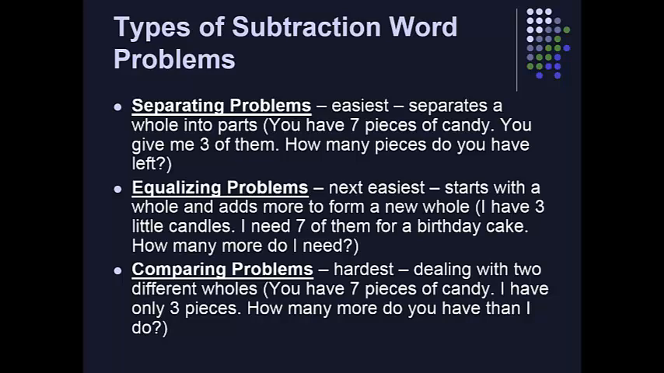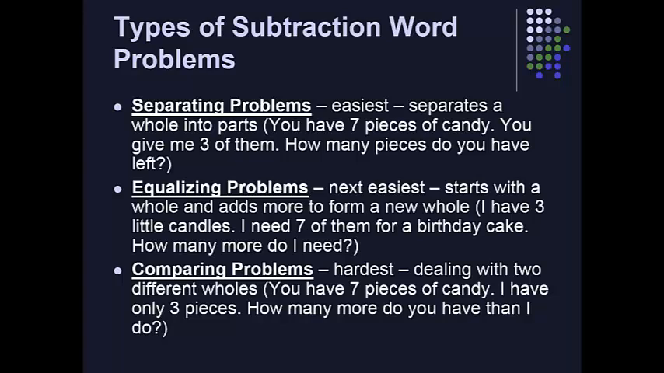Then there are equalizing problems, which are the next easiest or the next most difficult. This starts with a whole and adds more to form a new whole. So I have 3 little candles. I need 7 of them for a birthday cake. How many more do I need? So that's an equalizing problem. You start with a whole, add more to form a new whole. I have 3. I'm adding more to get to 7.